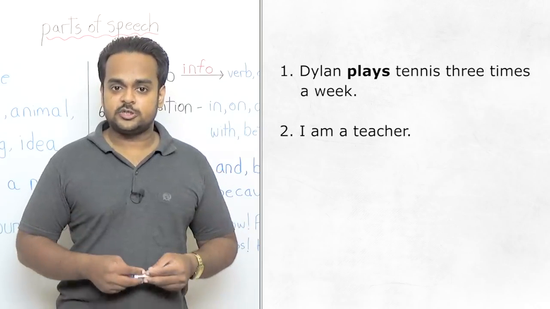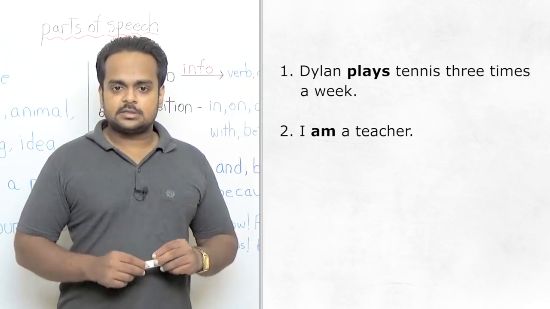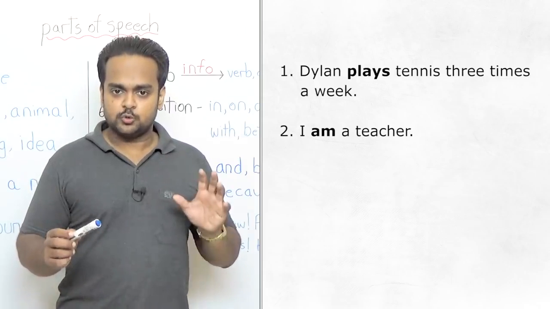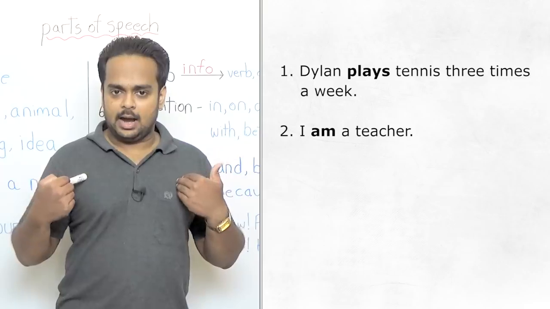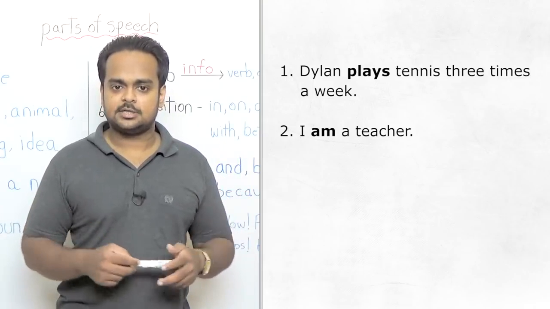In this next sentence, I am a teacher. Can you tell me which is the verb? The verb is am. That's basically just the verb be or to be, but we say I am, you are, he is, etc. So I am a teacher.